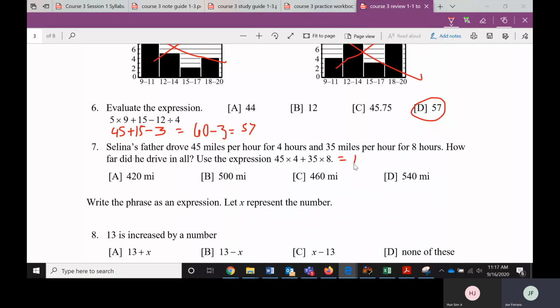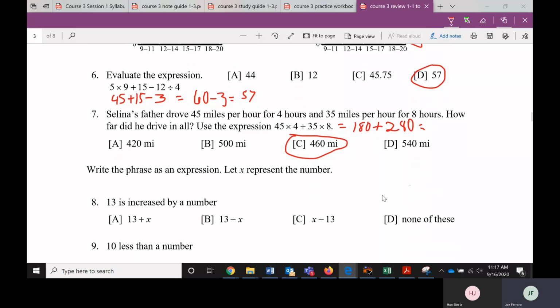So 45 times 4 is 180. And we can't do plus yet, but there's another multiplication. So we go 35 times 8. Okay, and that's 280. And then we add. So 180 plus 280 gives you 460. Okay, so even though it's a word problem, they set up the word problem for you.